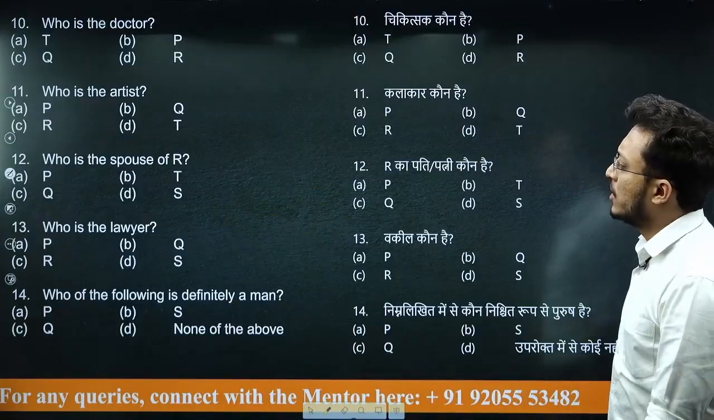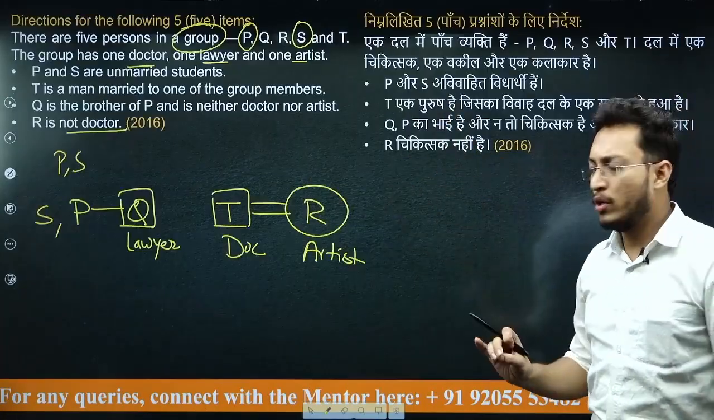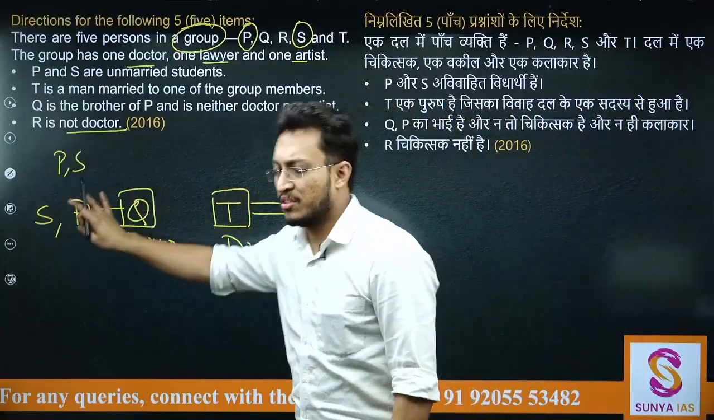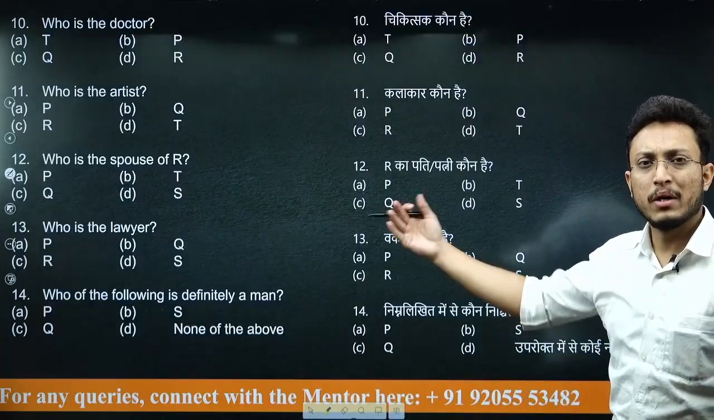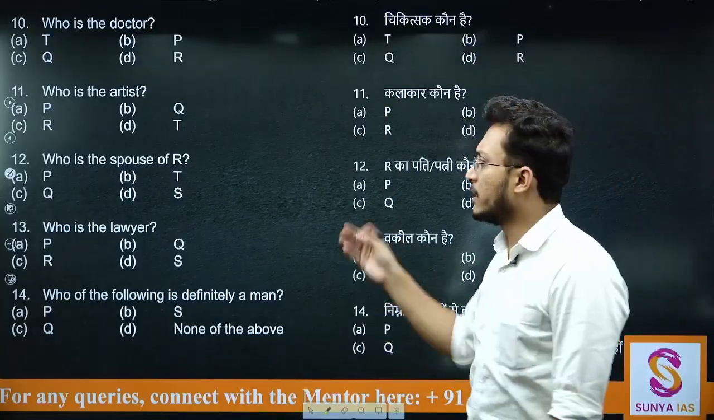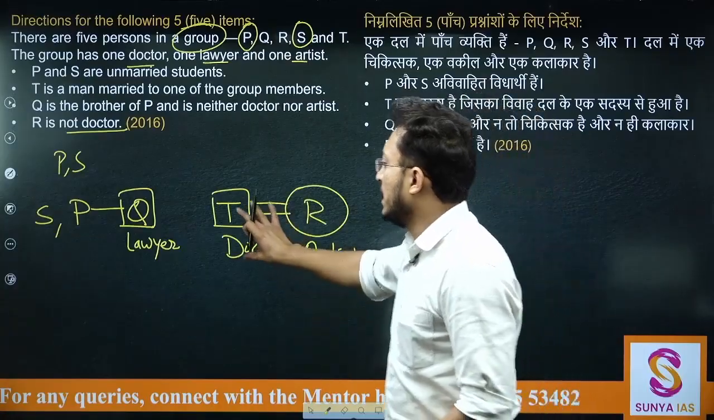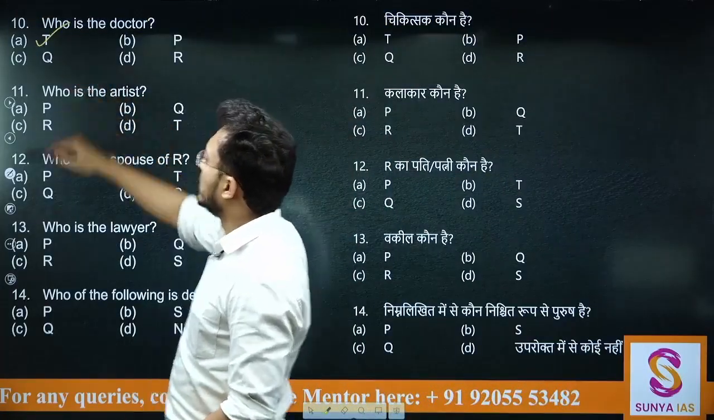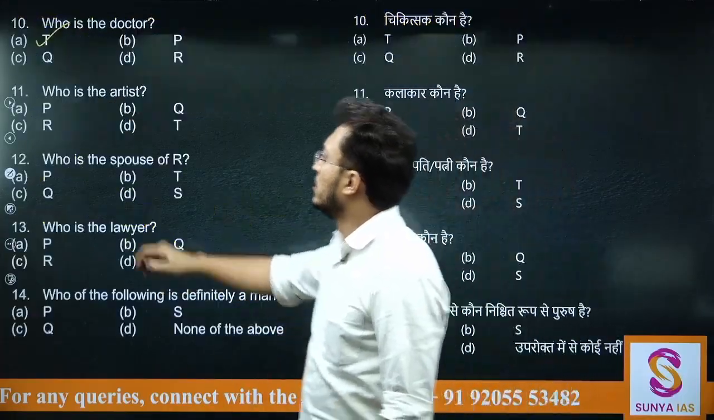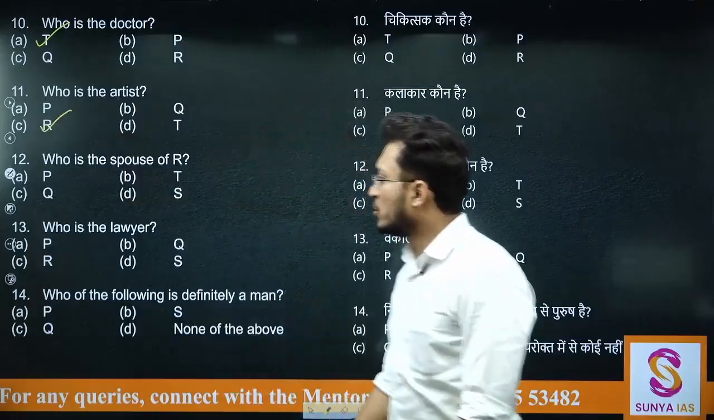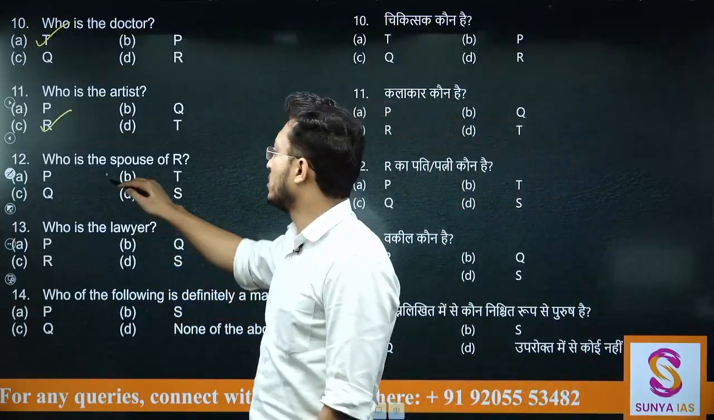Let's see the questions. अब just see 2016 paper, how easy it would have been. You just need to draw this much only, and with this you can answer 5 questions. एक बार में 5 सवाल हो गए, 1 मिनट का भी नहीं लगा ये टाइम इसको बनाने में. Who is the doctor? So T is the doctor. Answer is T here. Who is the artist? Artist is R here. So R is the artist. Who is the spouse of R? Spouse of R is T here. So T becomes the spouse of R.